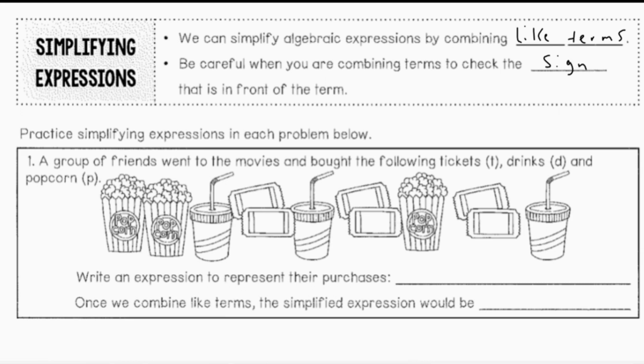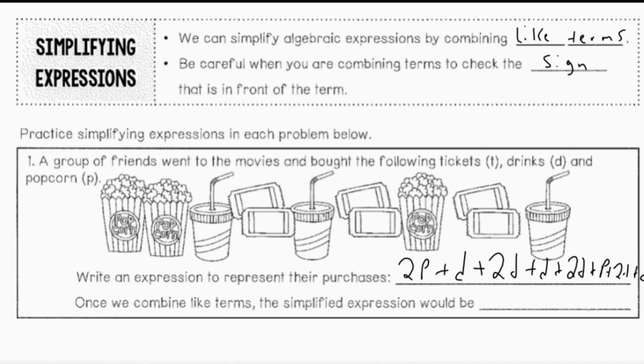So if I list out everything that was purchased, I have 2 popcorns to start, plus 1 drink, plus 2 tickets, plus 1 more drink, plus 2 more tickets, plus a popcorn, plus 2 tickets, plus 1 last drink. So now if I combine all of my like terms, I will want to add all my popcorns together, all my drinks together, and all my tickets together.